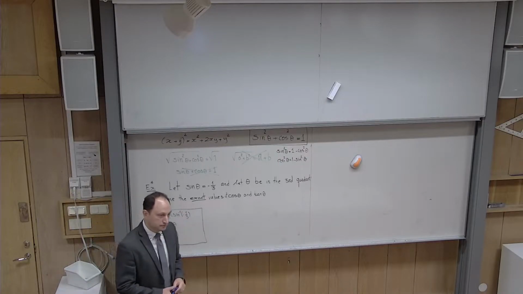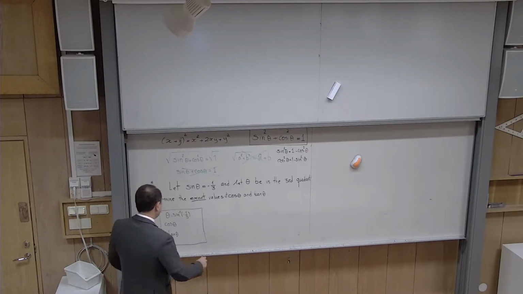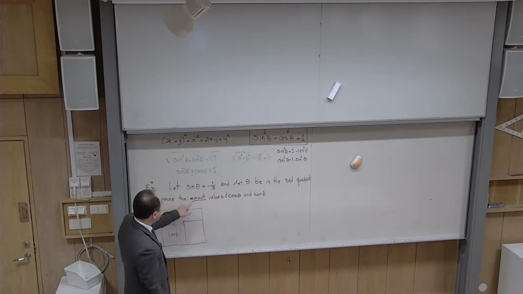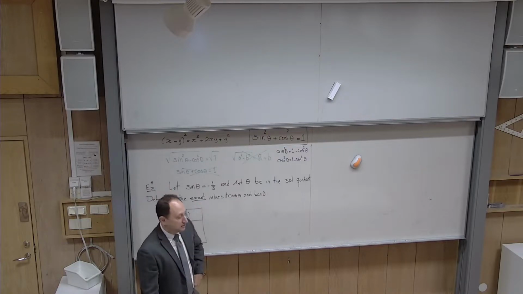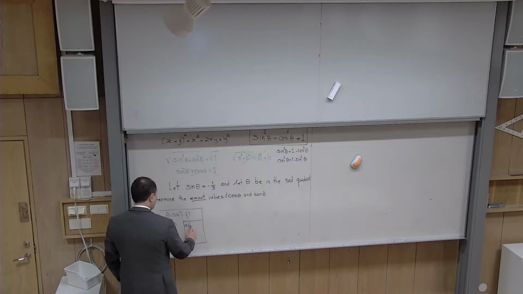Yes? If you want to type exact values, couldn't you just write cosine of sine inverse of minus 1/3? Yes, I would call that state cheating. But determine the exact values. You are right, in principle, you can write cosine of sine inverse, but this is a little bit symbolic.